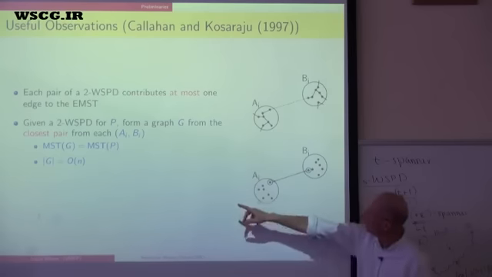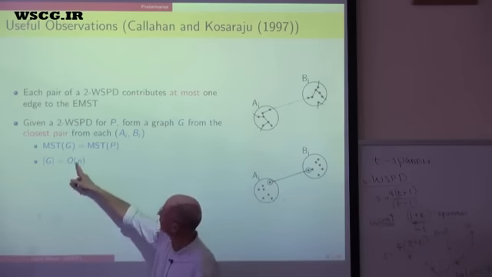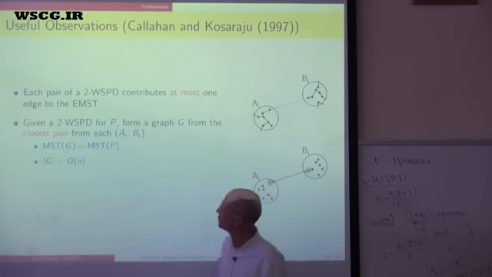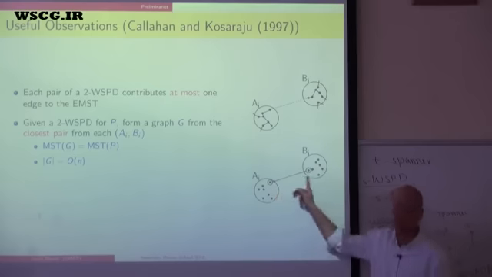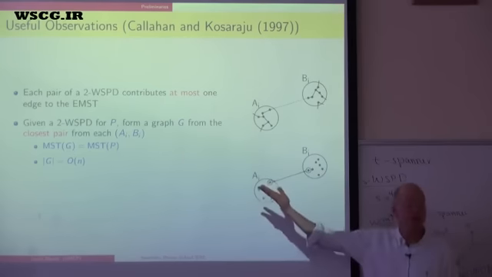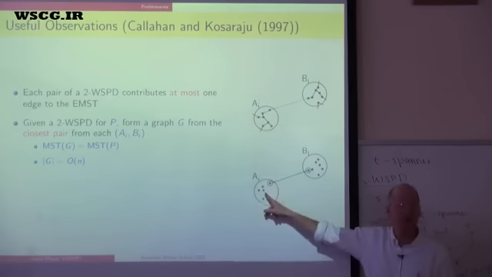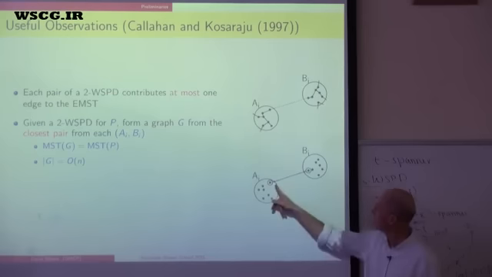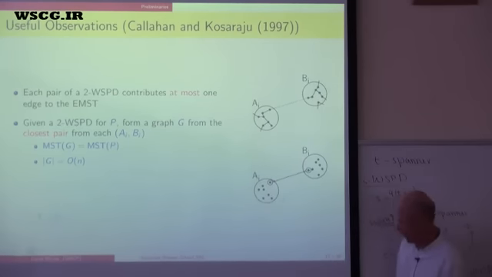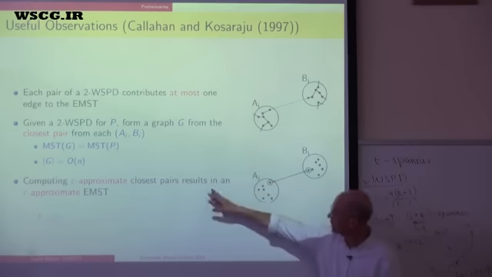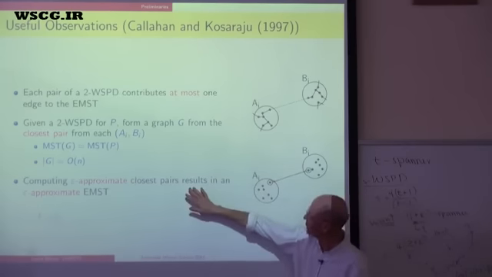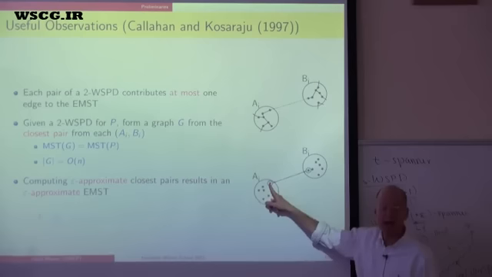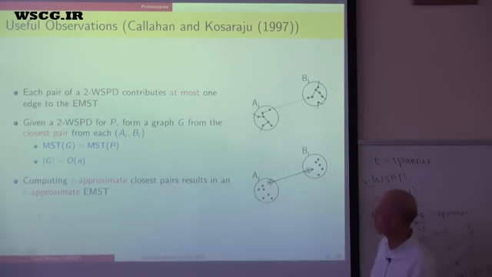And remember that the size of the two well-separated pair is going to be 2 raised to the power of d. Well, if I think of d as a constant, then the size of the graph is just going to be O of n. So in other words, if I could actually compute these closest pairs efficiently, then I would have a very efficient algorithm. Now, the problem is going to be computing these closest pairs. And the way Callahan and Kosaraju in their 97 algorithm come up with the improvement is they come up with a more efficient algorithm for computing closest pairs in well-separated graphs. But this is the important thing then, finally. So computing epsilon approximate closest pairs results in an epsilon approximate EMST. In other words, if I can't compute this exactly, then I will settle for an approximation to these closest pairs.